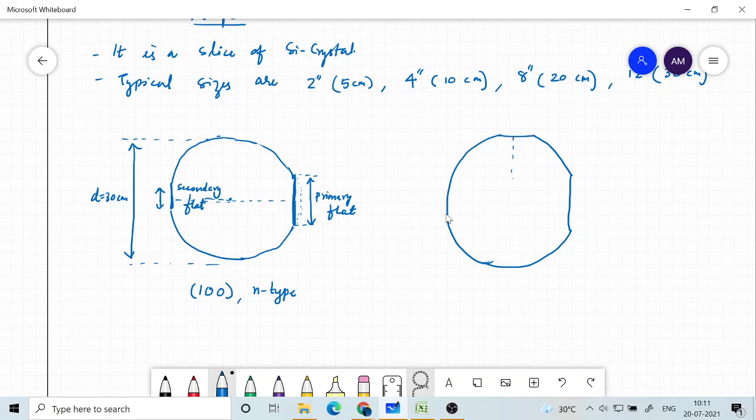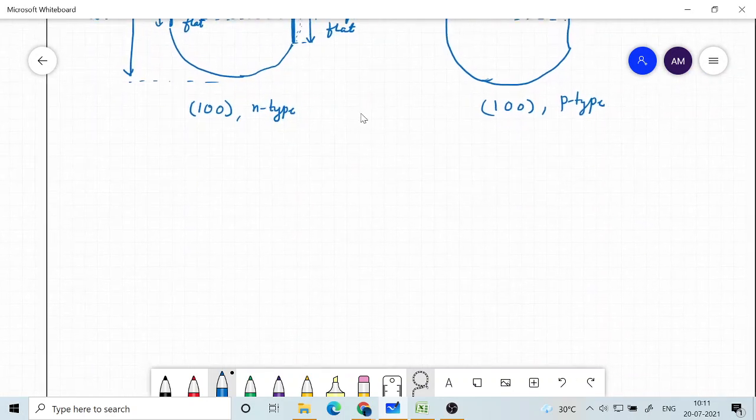They are at an angle 90 degree. So this is 100 plane with the p type. Just by looking at the wafer you know that. If it is diametrically opposite, you say that it is 100 n type, this is 100 p type. Okay, let's see two more.